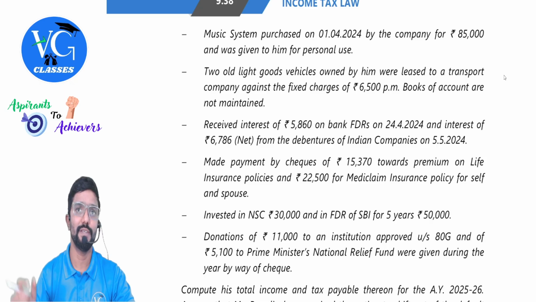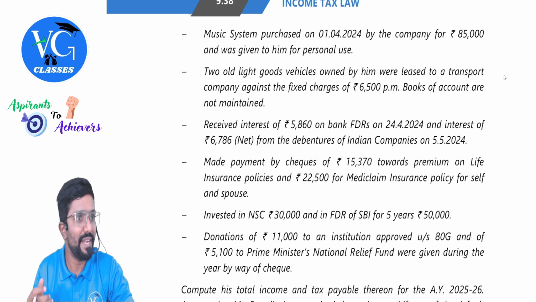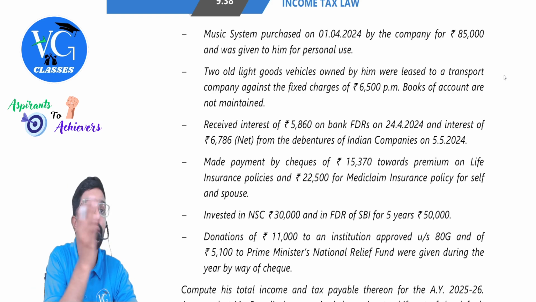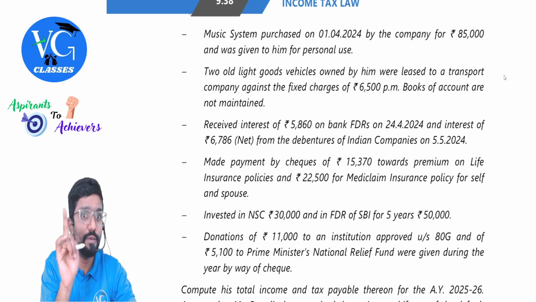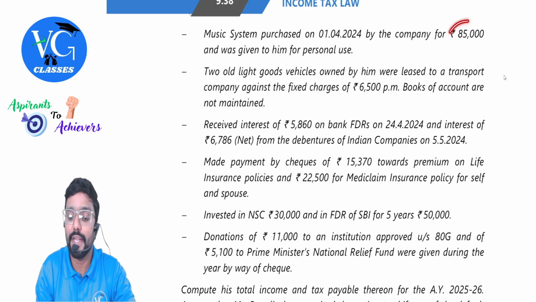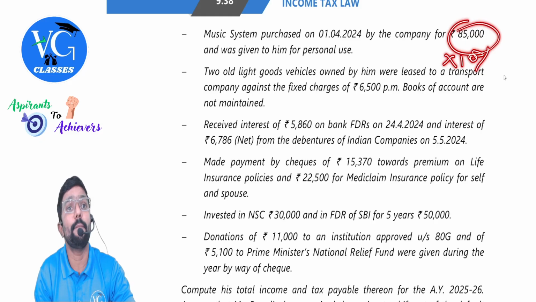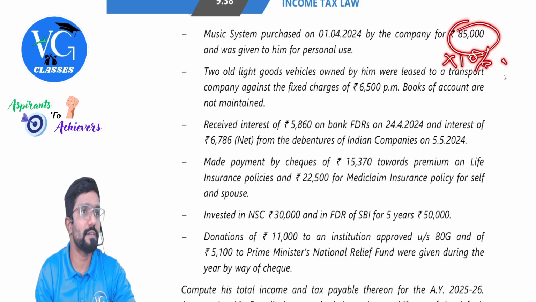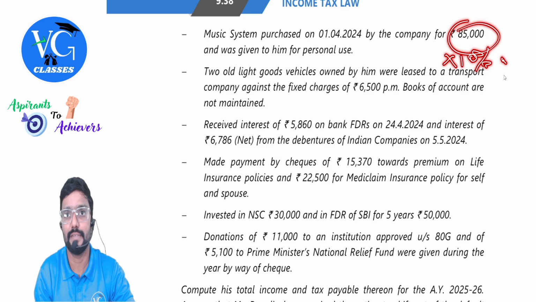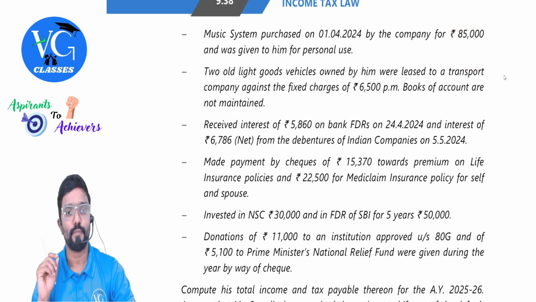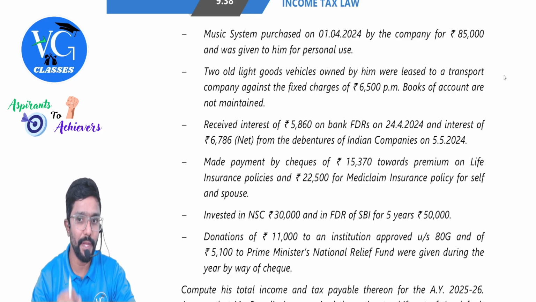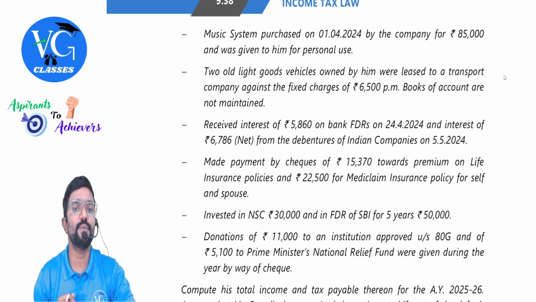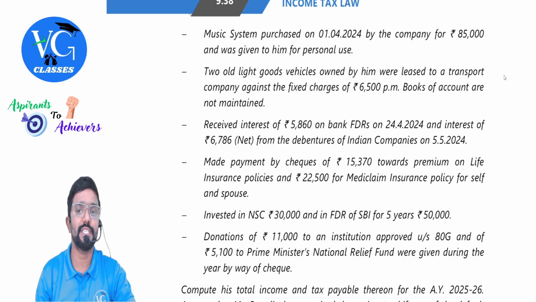Music system purchased on 1st April 2024 by the company for 85,000 was given to him for personal use. Asset purchased by the company, the employer, and given for employee to use. In that case, it is given for usage, not sold. So we need to take 10% of the cost of the asset as perquisite.